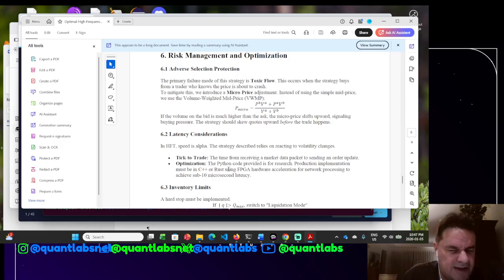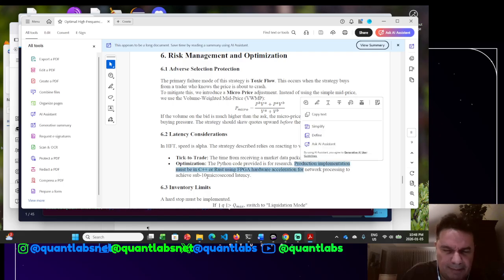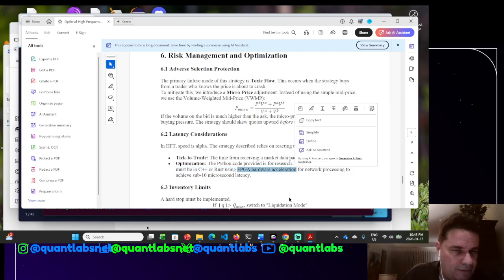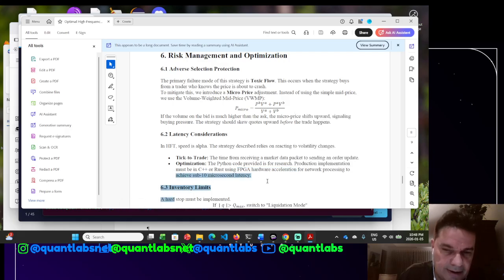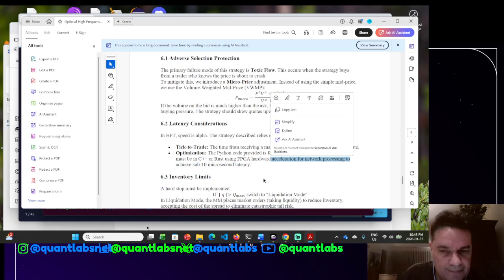So the sample code I just presented is for research. Where you want to do the production implementation is usually going to be in C++ or soon to be Rust, using different techniques that FPGA boards can give you with further hardware acceleration. And that's for network processing. The whole idea is to get that under 10 microsecond latency.